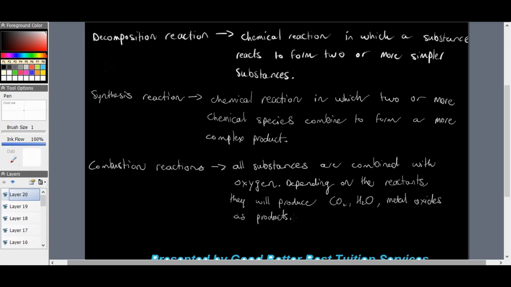Now combustion is commonly called burning. Another point there that I'll add: it's commonly called burning, and that's because a lot of burning is associated with a combustion reaction. And if it's associated with burning, there's a name given to it, and that name is exothermic. Whenever there is a release of heat energy, when heat is released, it's called exothermic.